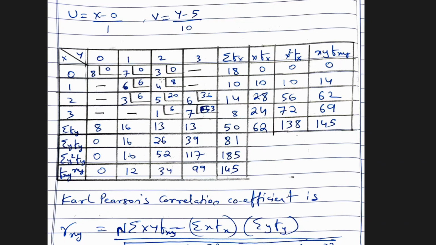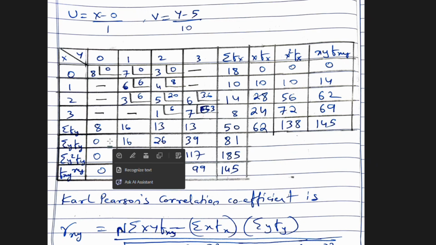The values written in between the table are your fxy, meaning frequency belonging to x and y. So 8 belongs to 0 and 0. This 7 belongs to 1 and 0. This 3 belongs to 2 and 0. This 6 belongs to 1 and 1. So those are the frequencies belonging to x and y. So when we add them horizontally, they become the value of x. When we add them vertically, they become the value of y.